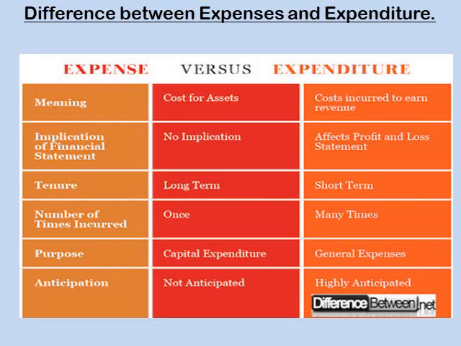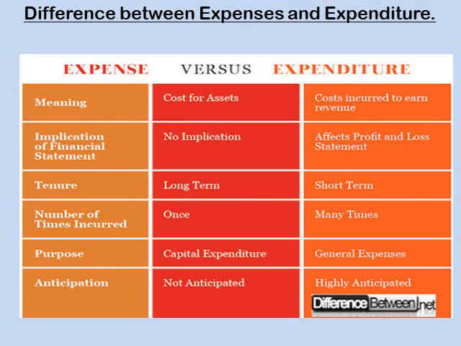Meaning: the red one is the expenditure and the orange is expenses. So the meaning of expenditure is the cost for assets. It means whenever you are buying any asset, your property, that is bought once in a life or after a long period of time. So the cost on the purchase of an asset is known as expenditure.